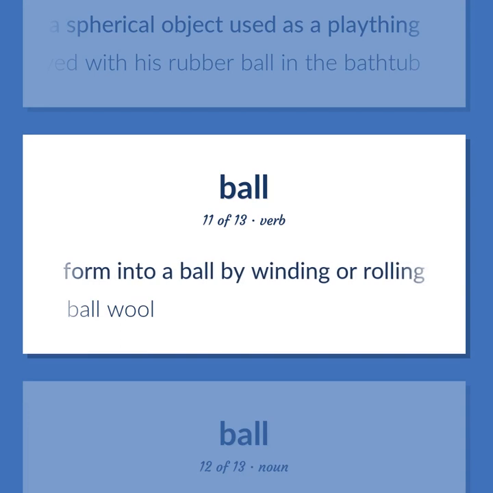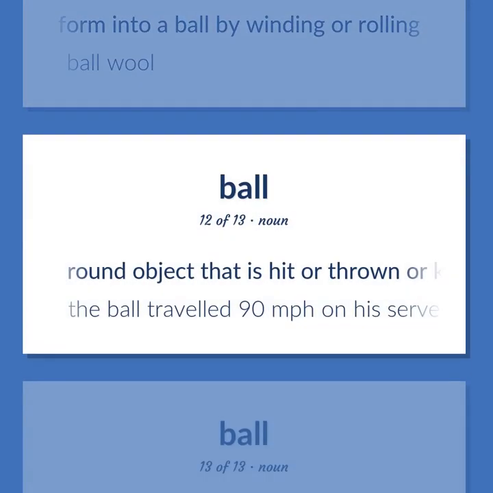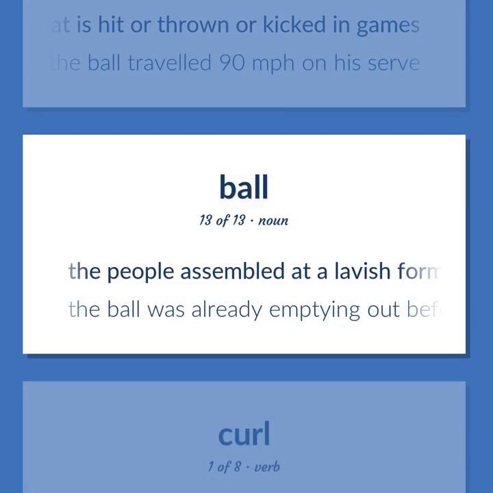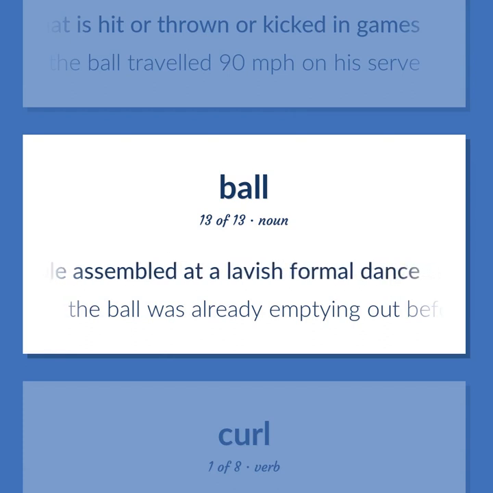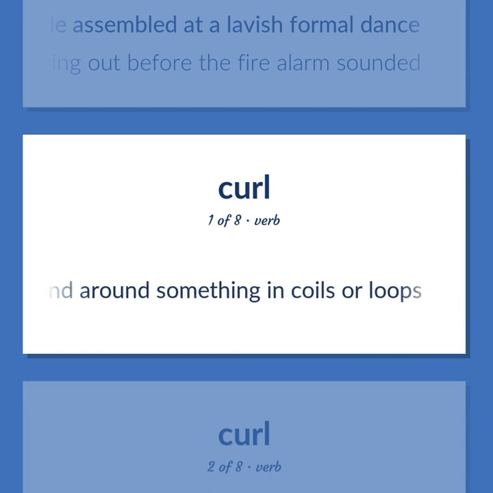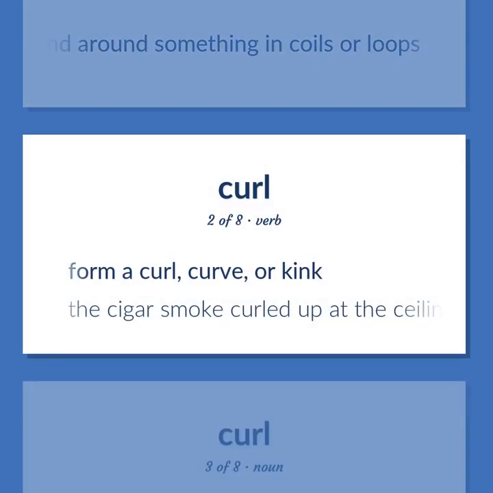Form into a ball by winding or rolling. Ball wool. Round object that is hit or thrown or kicked in games. The ball traveled 90 miles per hour on his serve. The people assembled at a lavish formal dance. The ball was already emptying out before the fire alarm sounded. Wind around something in coils or loops. Form a curl, curve, or kink. The cigar smoke curled up at the ceiling.